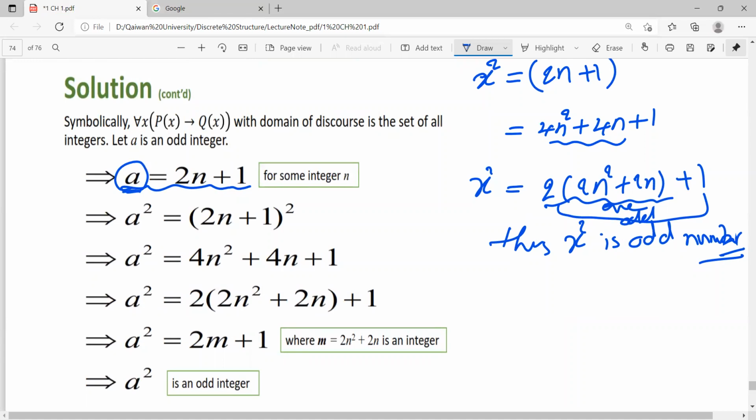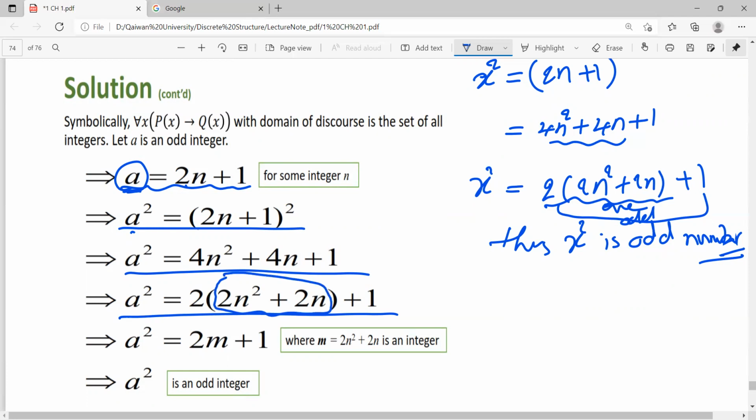A is an odd number, so it equals 2n plus 1. We square both sides, then expand the right hand side, and you get this. We let 2n squared plus 2n equal m. We let that. Okay, so you get 2m plus 1. This is also an odd number. That means a squared equals 2m plus 1, an odd number also. That means a squared is an odd integer.